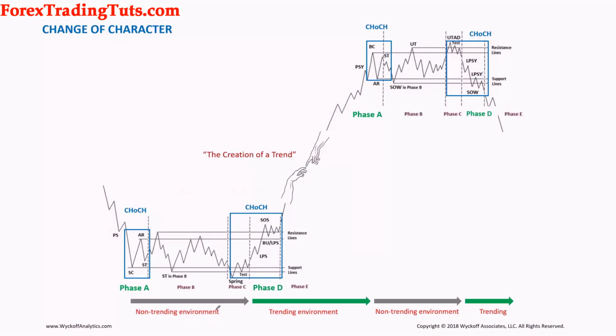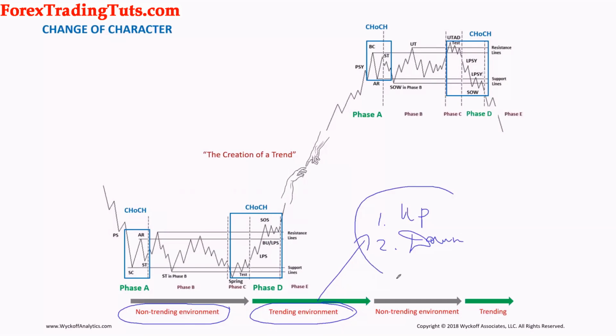But for now, we are either discussing a non-trending environment or a trending environment. A trending environment is going to have two types for us, an uptrend and a downtrend. So that's how simple I want you to think at this level. And these are kind of like the basics. These are very simplistic stuff, but at the same time, I want everybody to be on the same page.